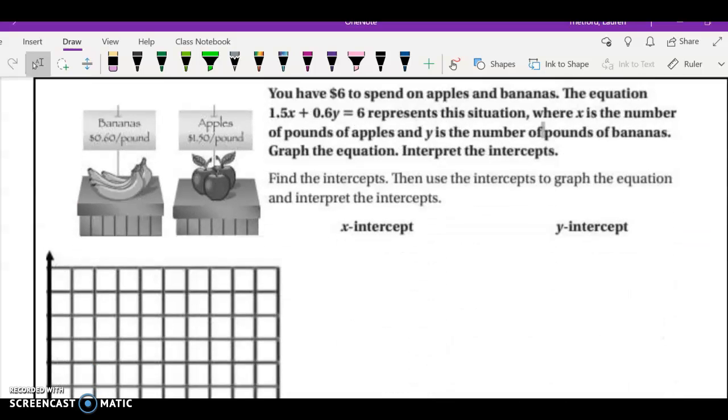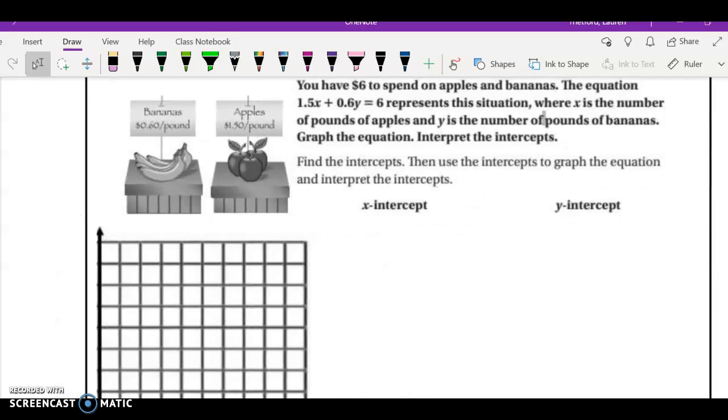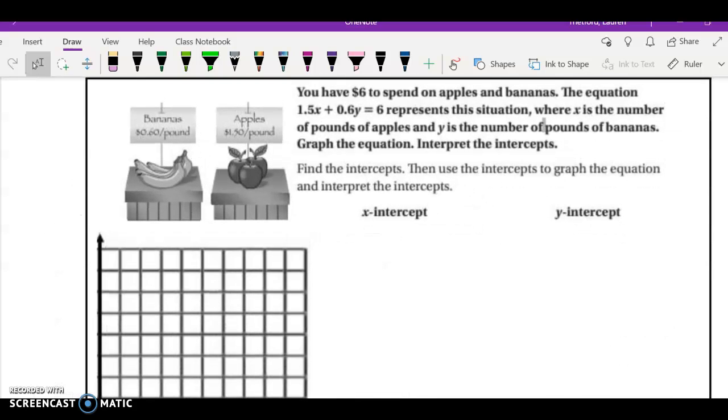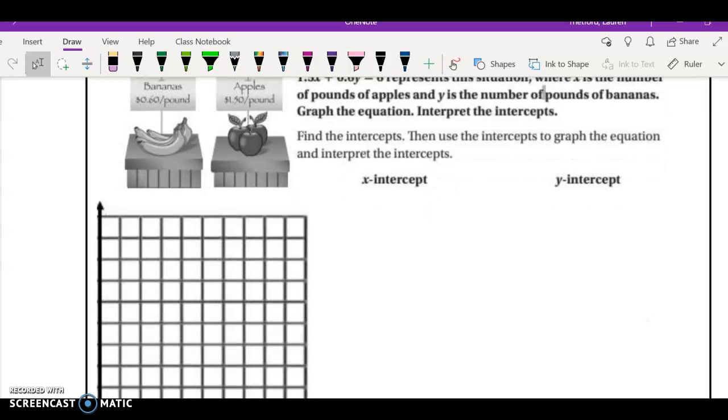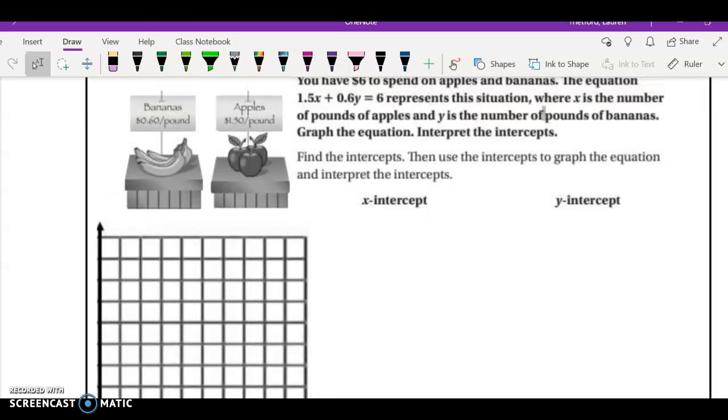All right, so now a word problem. You have $6 to spend on apples and bananas. The equation is 1.5x plus 0.6y equals 6. And this represents the situation where x is the number of pounds of apples and y is the number of pounds of bananas. So that 1.5 is saying that it's $1.50 per pound, and that 0.6 is saying that it's 60 cents per pound. Graph the equation and interpret the intercepts. So we need to find the intercepts of these equations.